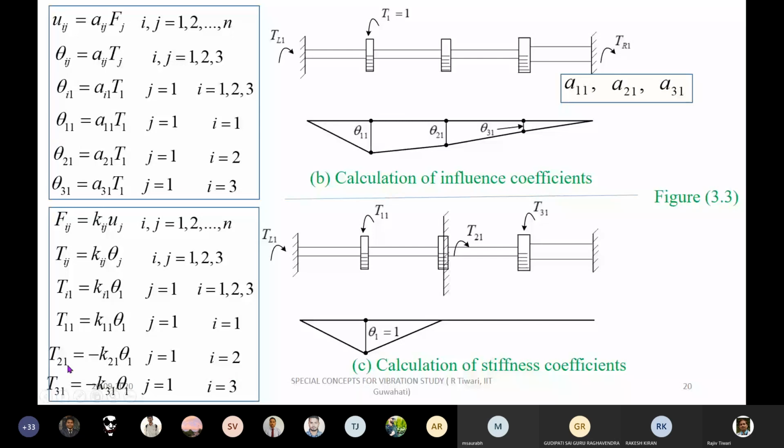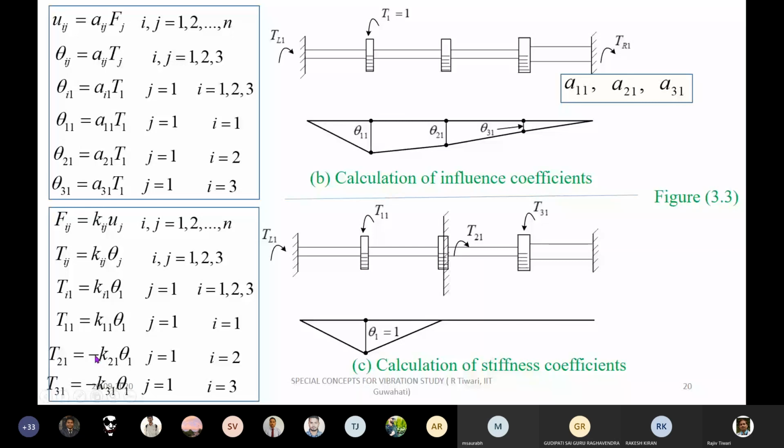So here, because the torque is the reaction torque. Once we are fixing this, it will be the reaction torque. So that particular torque will be opposite to the displacement which we are giving at this location. So that's why the negative sign is coming here.